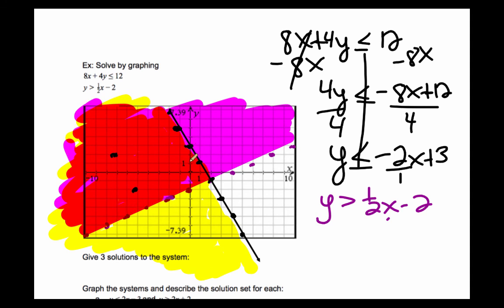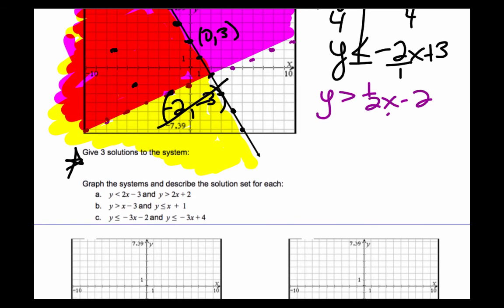So 0, 3 is a solution to this system. But negative 2, negative 3 is not a solution because it's on the dotted line. So please be careful about that. So you should have 3 solutions here. I'm going to be looking for that in class, so make sure you have that.